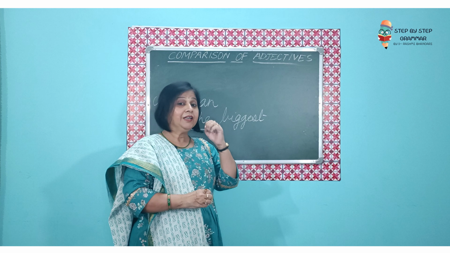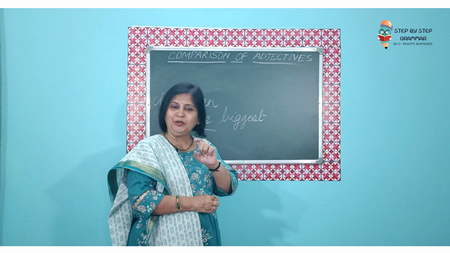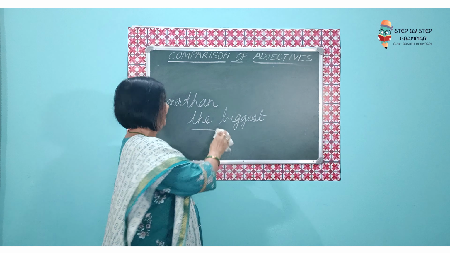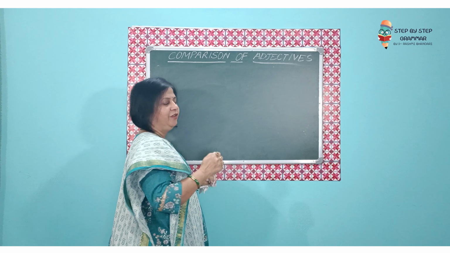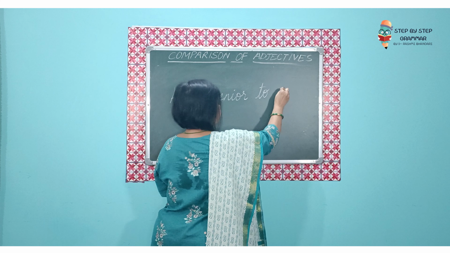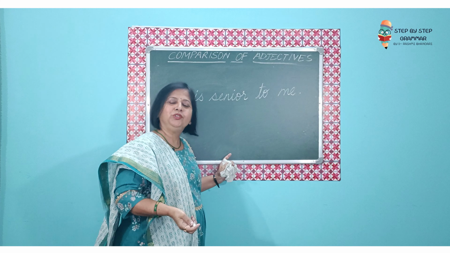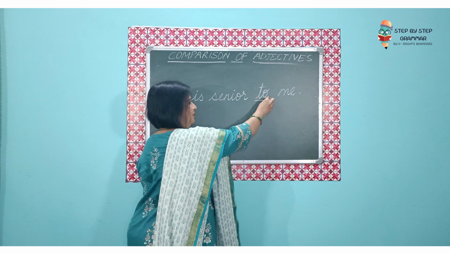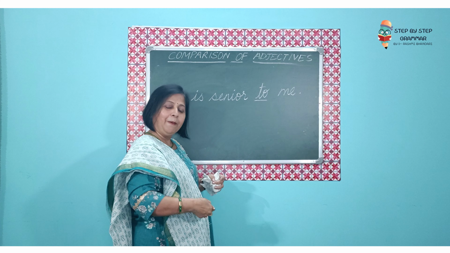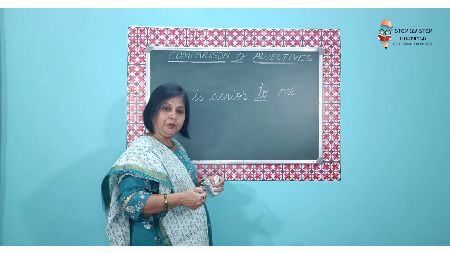Okay. Now, there are certain words which will not take than. You know, the English language has got lots of exceptions and we need to get used to that. There are certain words in which we will not use the word than, we say to. For example, senior. He is senior to me. I will not use the word than. And why do we use to instead of than? It's a rule. Nothing can be done. He is junior to me. My sister is elder to me.